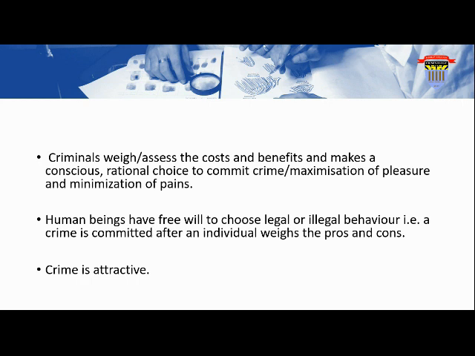Moving on, human beings have free will to choose legal or illegal behavior. The person really has free will to choose legal or illegal behavior. The person knows the behavior is illegal, but still does it, and we call that free will, the free will to choose. Freedom is different, because freedom is within the limits of the law. A crime is committed after the individual weighs the pros and cons.